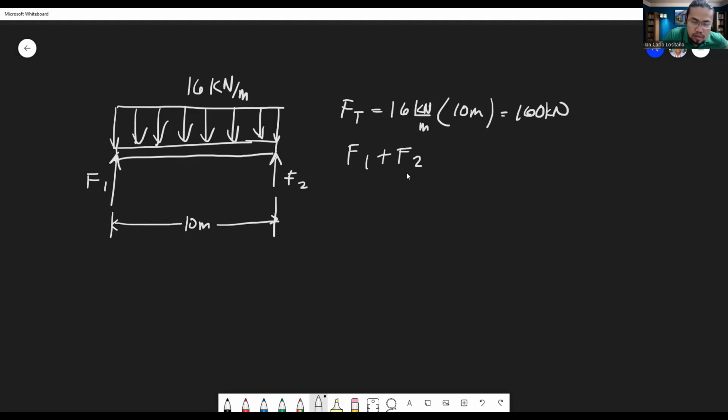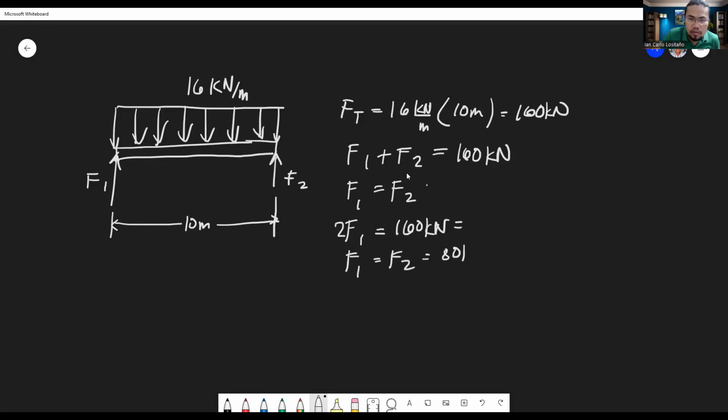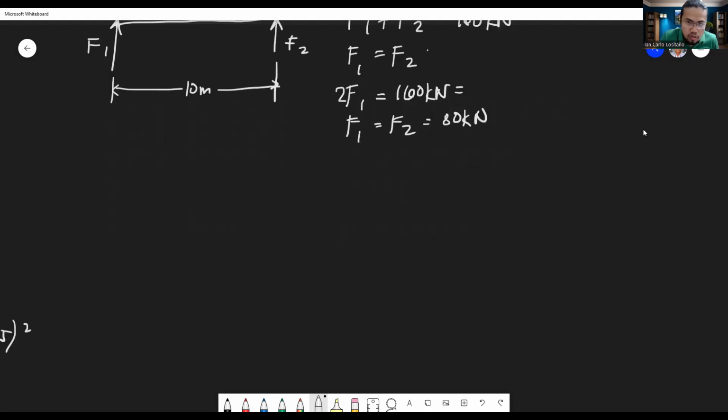Solving for the reactions at the ends due to the supports, since we know that F1 is equal to F2, you have 2F1 equals 160 kilonewtons, and this becomes 80. So F1 and F2 equal 80 kilonewtons. And we want to solve for the bending moment.